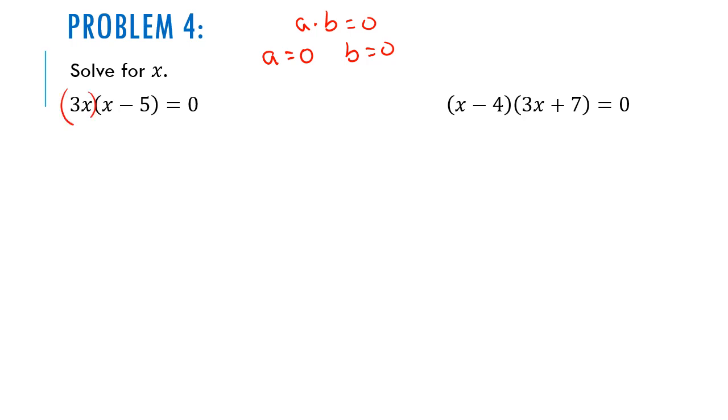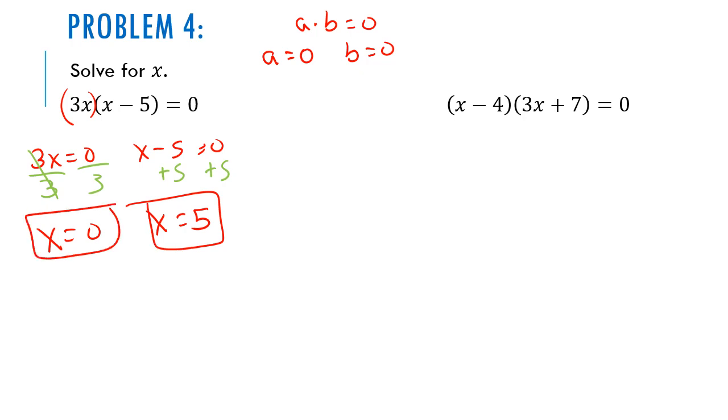Right here is a factor, so we're going to set that equal to 0, and then we have x minus 5, the other factor, equal to 0. We solve each of these equations. So here we would divide by 3, so we would have x equals 0. Here we would add 5 to both sides, so x is equal to 5.